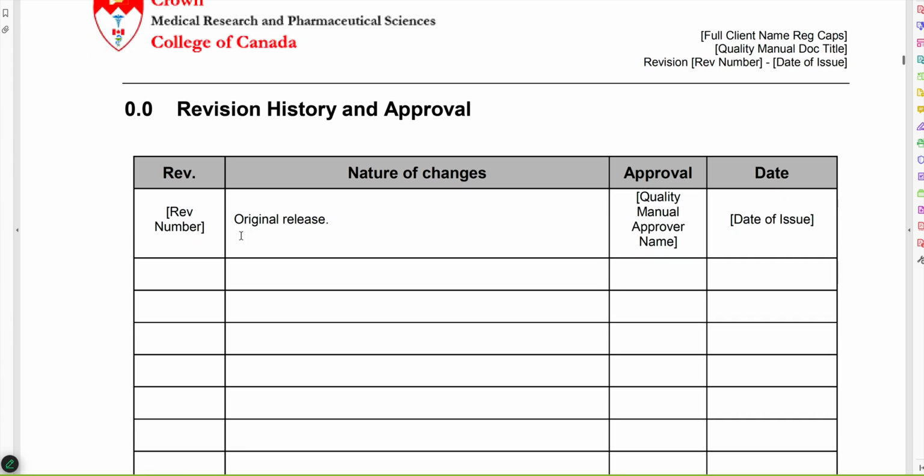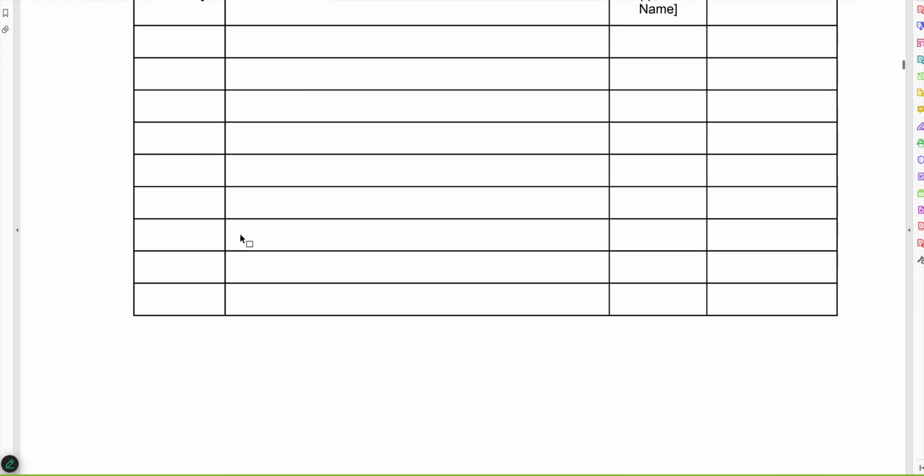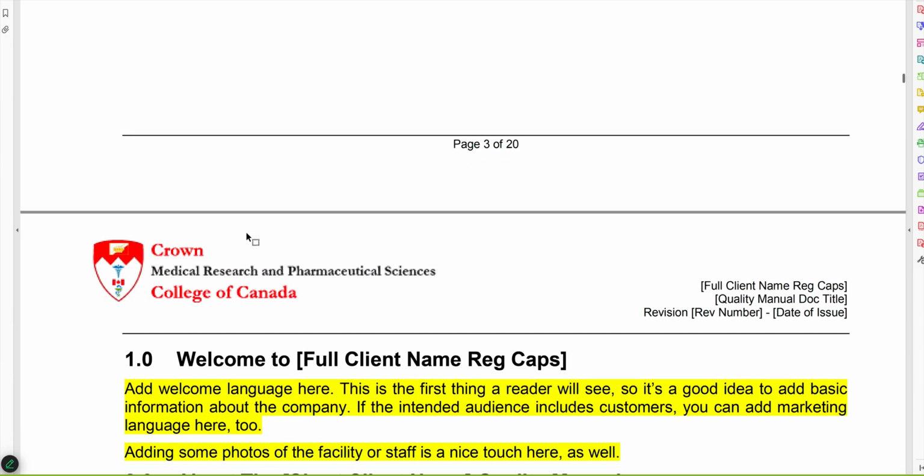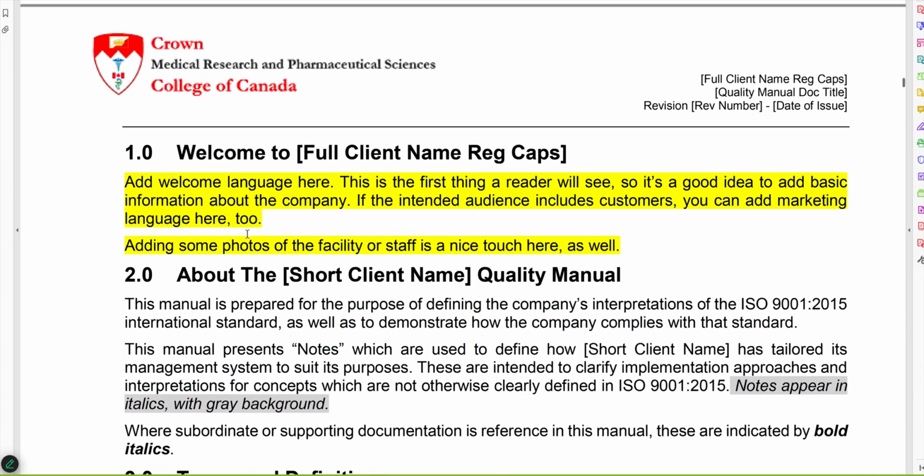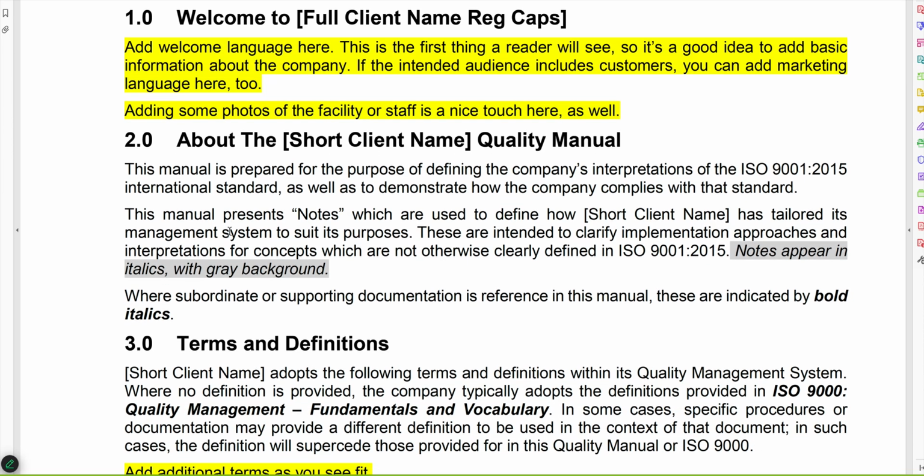So here we are looking into the revision history and approval in this template. Obviously the template is empty, but this is a placeholder where we are going to put the revision history and approval. As we already looked into the table of contents, we will have several placeholders for different sections. So for section 1, we are going to welcome to our company, for example. Here we have to add a welcoming language. Then we have to talk in point 2 about the quality manual.